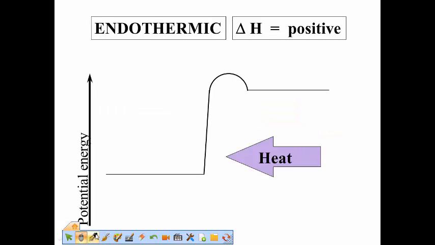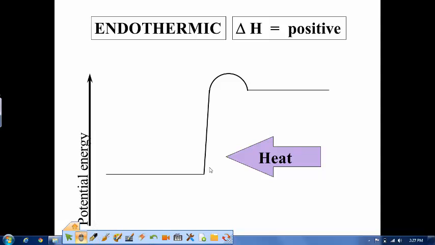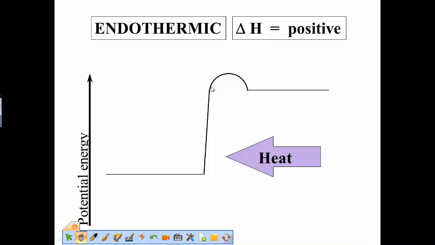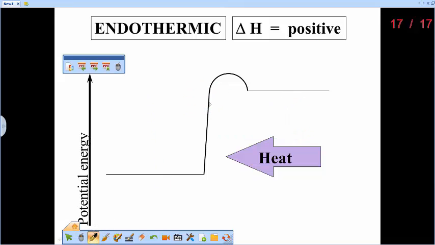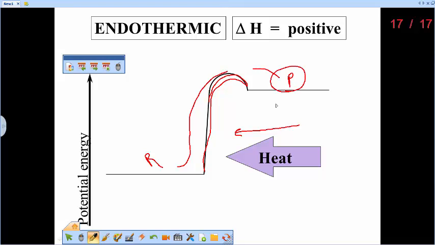For an endothermic reaction, you still have this energy barrier that you need to get over. You still need that activation energy. Heat enters in order for the reactants to climb that energy barrier and become products. So the products have more energy than the reactants. That is your positive delta H and reflects an endothermic reaction.